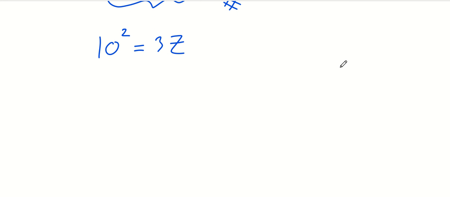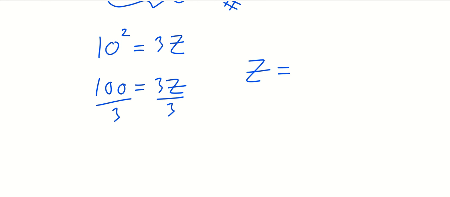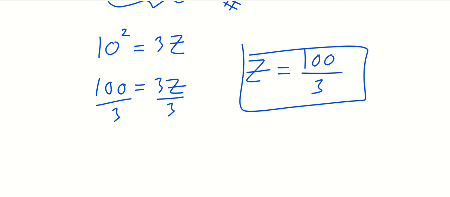And then from here we can just solve for z. 10 squared is 100, which is equal to 3z. And then lastly, divide both sides by 3, and we get that z is equal to 100 over 3.